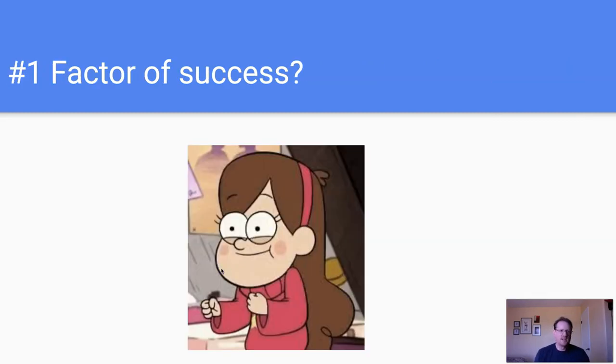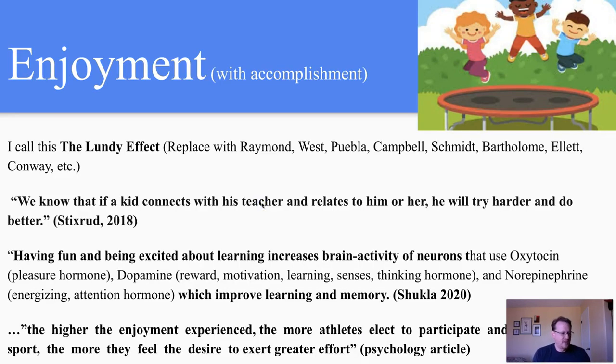Here we go. Number one determining factor of success, and not just in education. I got this from across a broad range of careers and disciplines. And so the number one determining factor of success, if you want to be successful at something, is whether a person enjoys it with accomplishment. So enjoyment with accomplishment. That with accomplishment is so important.